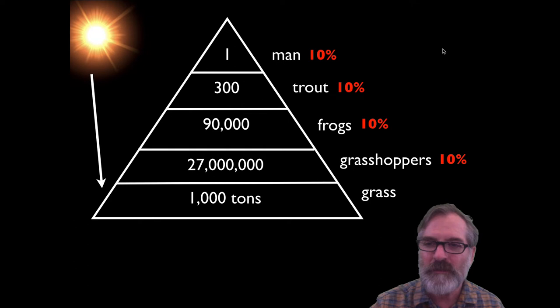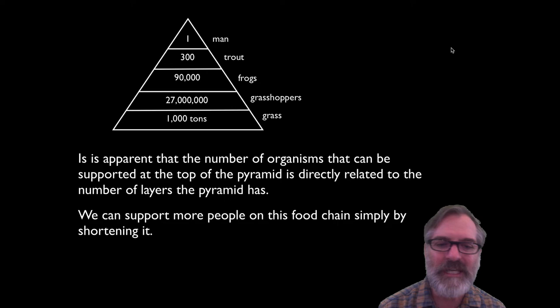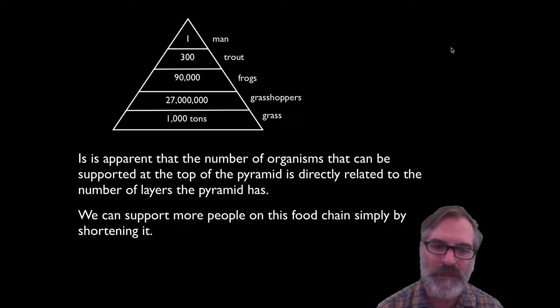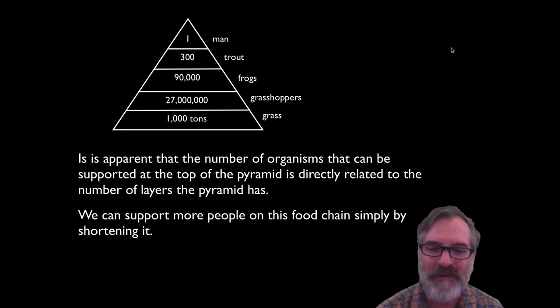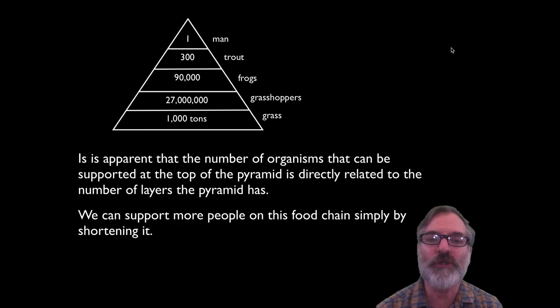All right, so let's take a look here. It's apparent that the number of organisms that can be supported at the top of the pyramid is directly related to the number of layers the pyramid has. The more layers in the pyramid, the less that can be supported at the top. The fewer layers in the pyramid, the more can be supported at the top. So if we shorten this energy pyramid, we can support more at the top.